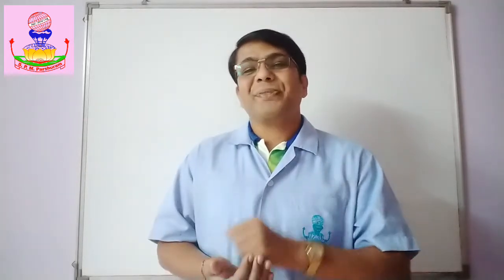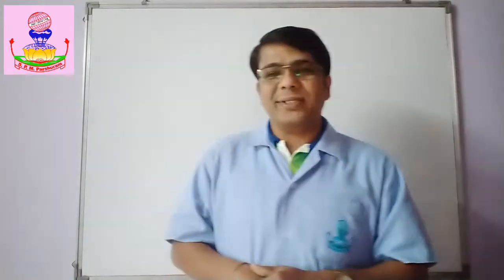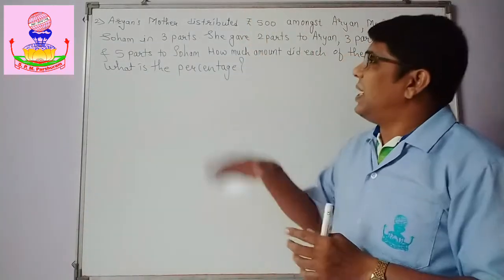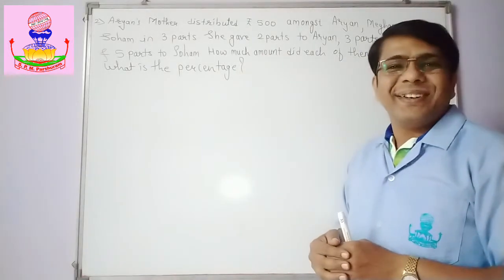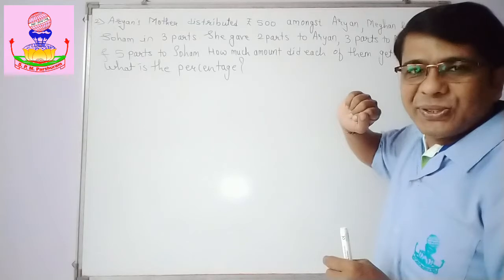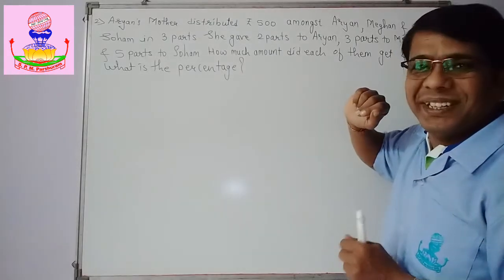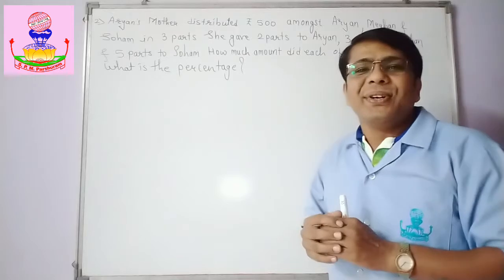Okay, so that was the question asked by Aryan's mother. So these three guys sat together and started calculating. Oh my God, we have studied percentage, so we will use that. Okay, and so what did they do? First I'll write the question here on the board and then we can move further. Okay. So now I have written the question. She gave 2 parts to Aryan, 3 parts to Meghan and 5 parts to Soham. How much amount did each of them get and what is the percentage?